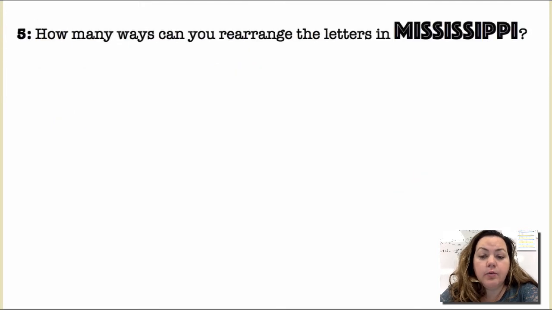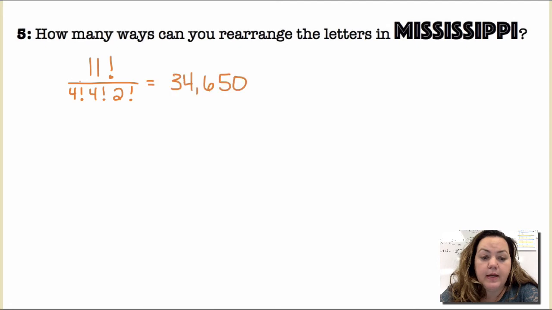All right, how many ways can you rearrange the letters in Mississippi? This one does have some repeats. So we're going to start, how many letters does it have total? Well, it has 11, so it's 11 factorial over, I have repeats for the I, repeats for the S, and repeats for the P. So I, there's 4 factorial. S, there's 4 factorial. And P, there's 2, so 2 factorial. So I'm going to do 11 factorial divided by 4 factorial times 4 factorial times 2 factorial. And I get 34,650 rearrangements of the letters in the word Mississippi.